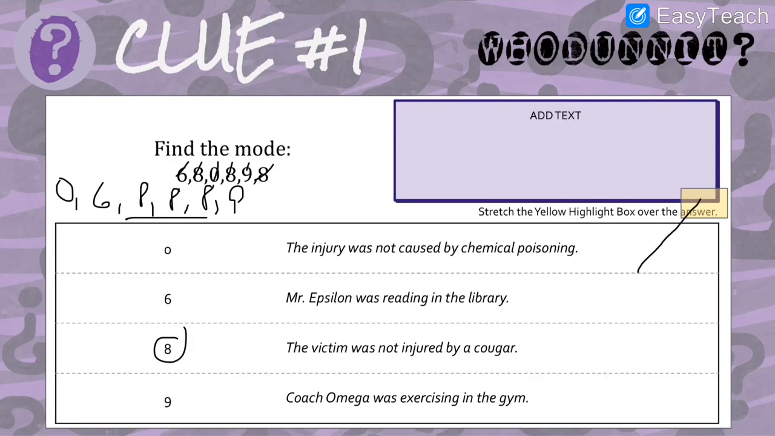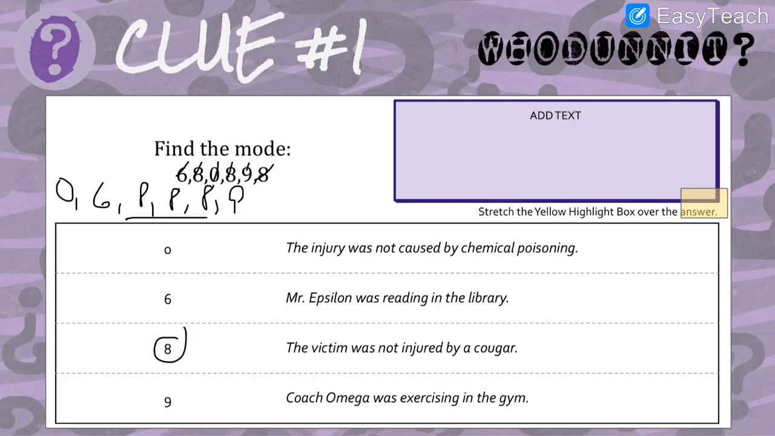Bear with me, I can't move the highlighter over here. If you can see, there's a little highlight box here. If you select it on your computer or your device, it will work, and you can slide it over this answer so you know when you come back to this clue that that was the answer for this clue. So the victim was not injured by a cougar.